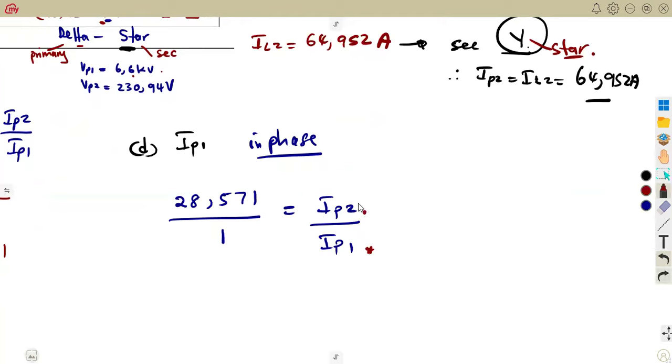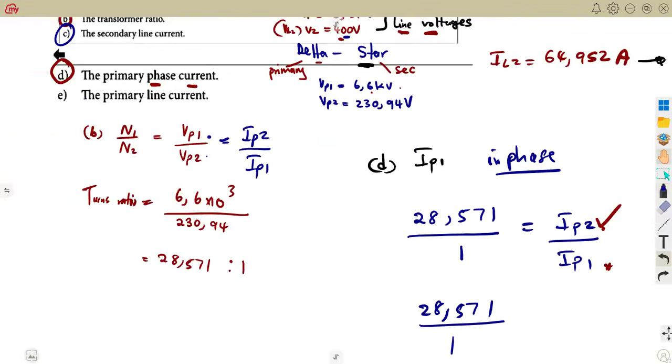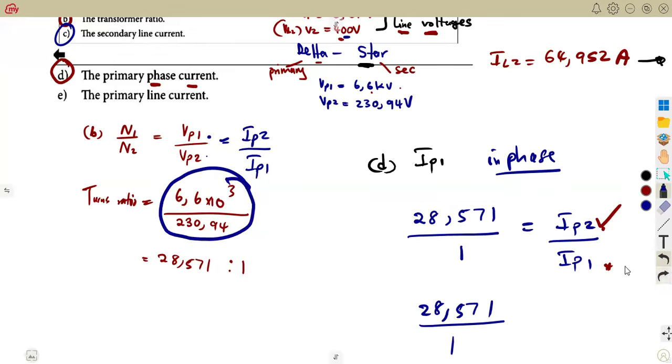So meaning to say we have this value. Now we can calculate this IP of the primary, the phase. So it's going to be 28,571. Guys, here you can even use this one. Remember, we got it from where? We can even use this fraction as it is from before. We can take it as it is here and equate to this, or you can take it from here, because that is the same thing that you calculated.